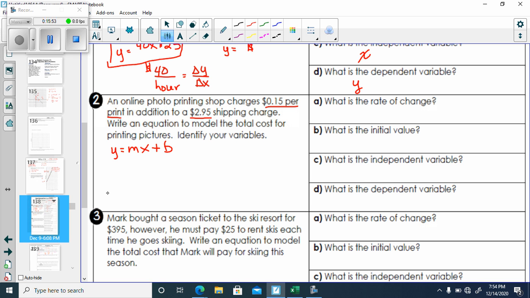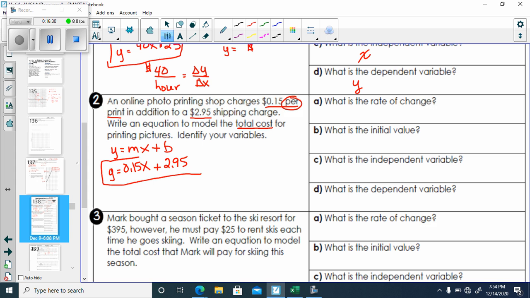Okay. We start with where we begin. What is my b? If we're talking about how much we're going to pay, the total cost, don't we start with the $2.95 shipping cost? And then I need to find my rate of change, my slope. This per tells me this is my rate of change, or it is a rate. 15 cents per print. 0.15x plus 2.95. Okay, here is my equation.